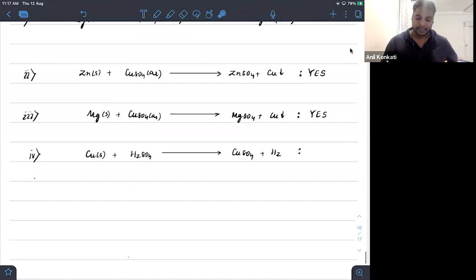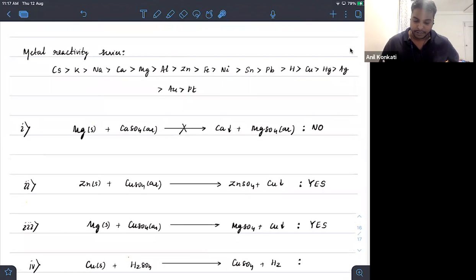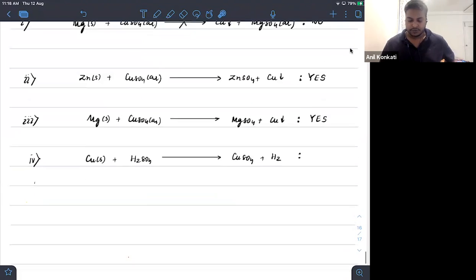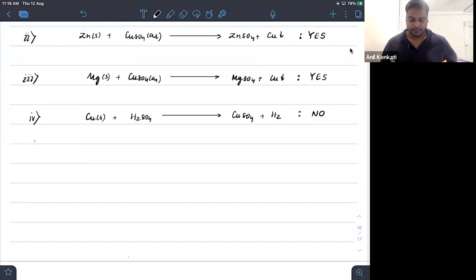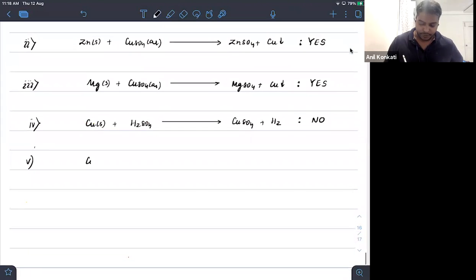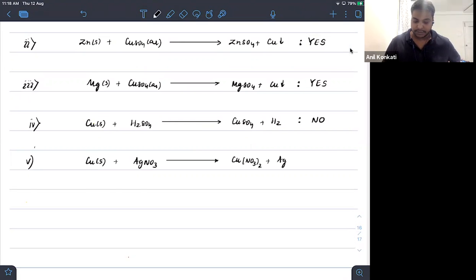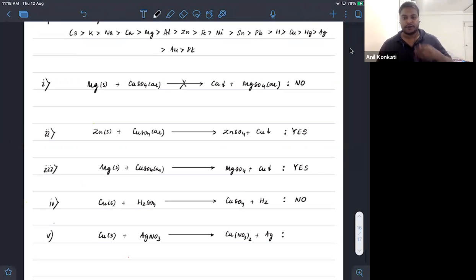Now again, if you see hydrogen and copper, you can see hydrogen is more reactive than copper. Okay. So copper कभी नहीं चाहेगा कि H2SO4 में dissolve हो जाए because hydrogen से उसका power ज़्यादा है. So therefore, here answer should be no. Got it? Fifth, if you have copper solid and reacting that with AgNO3 and you are getting Cu(NO3)2 plus Ag. Now tell me whether this will happen or no.